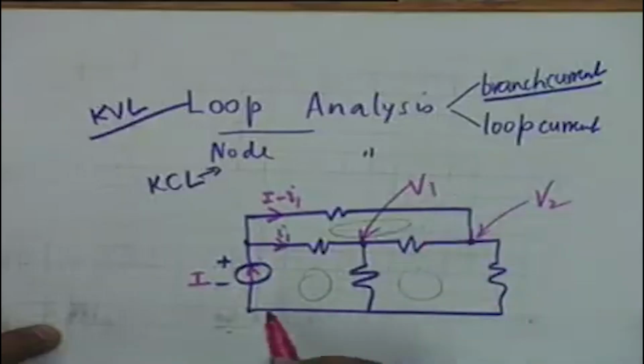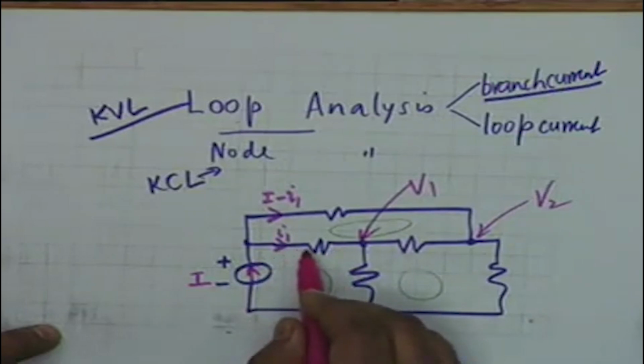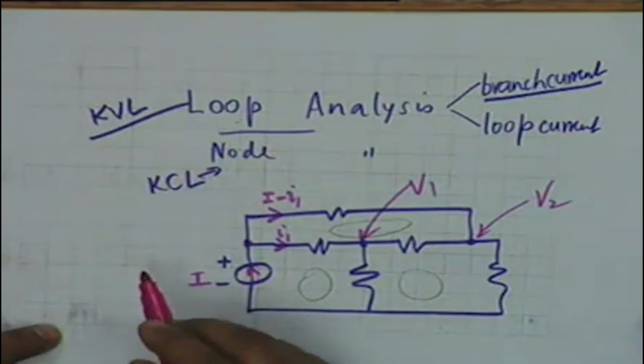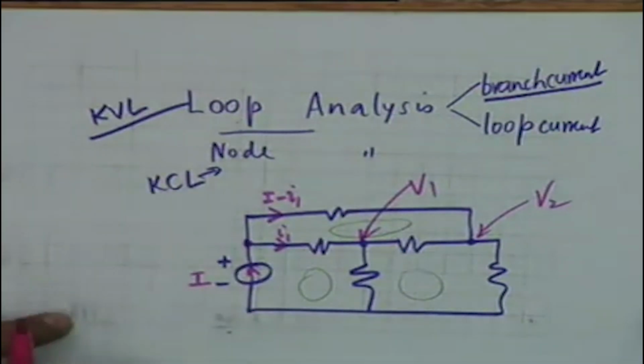So if you follow node analysis, then what will you take as the position? If we follow node analysis, okay, if there is a current source and this is the node, then obviously, well, then you have to write 3 node equations.